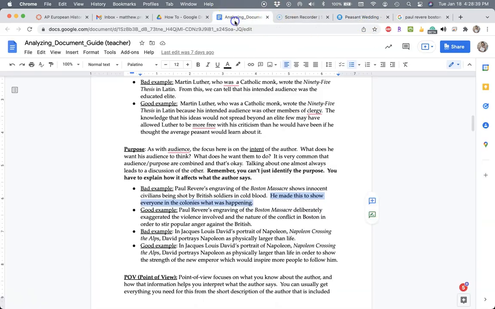So this person says, it's just to show everyone in the colonies what was happening. Okay, yeah, probably, but that's very surface level. That's not really analysis. This is what you've got to do. Revere's engraving of the Boston Massacre deliberately exaggerated the violence involved and the nature of the conflict in Boston, and here's the key part, in order to stir popular anger against the British. That's the kicker right there. That's his true motive, to make more and more people angry at British colonization because it would inevitably lead to independence. All right, let's look at Jacques-Louis David's Napoleon Crossing the Alps.